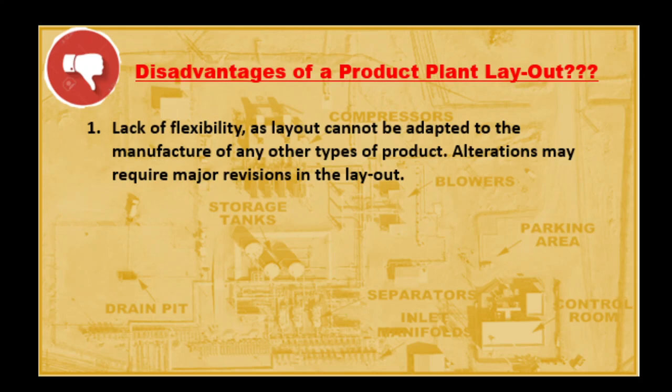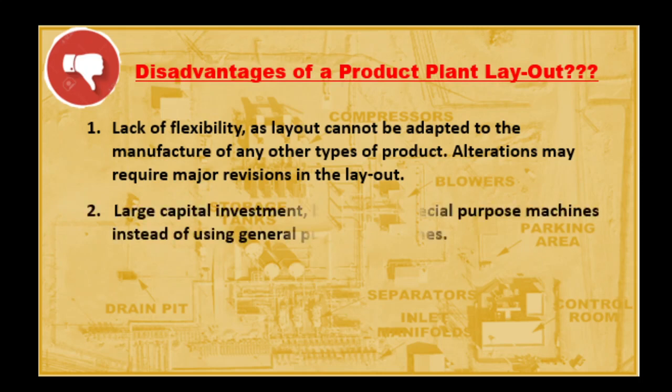So, kung let's say for example, magko-conduct tayo na possible expansions in the future, hindi masyado advisable yung tinutukoy natin product plant layout kasi less flexible. So second one, dahil gumagamit tayo ng special purpose machine, there is large investment capital. Because of the special purpose machines used instead of using general purpose machines. So mas mahal yung special purpose machines as compared to using general purpose machines.